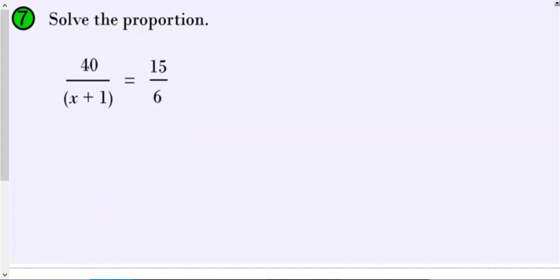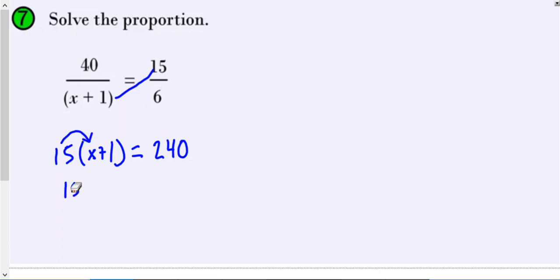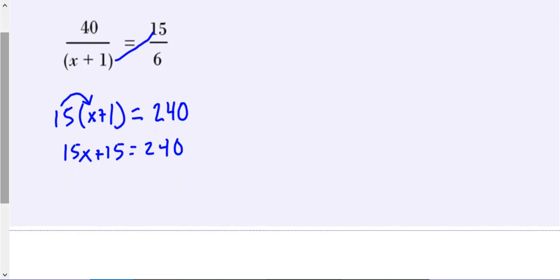Alright, one more of those two-step equation types. We get 15 times x plus 1, so that will be 15 times x plus 1 equals 6 times 40, and 6 times 4 is 24, and then we'll just add that 0, so we get 240. And now we need to distribute, so we get 15x plus 15 equals 240. And now we have a two-step equation, and we can solve from there.